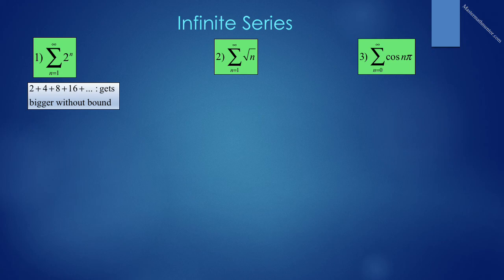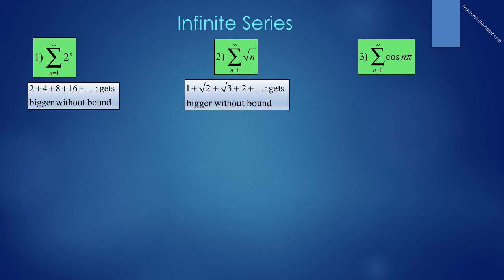In number 2, n equals 1 to infinity of the square root of n is 1 plus the square root of 2 plus the square root of 3 plus 2 plus .... Again, these terms are getting bigger without bound, and therefore their sum gets bigger without bound.